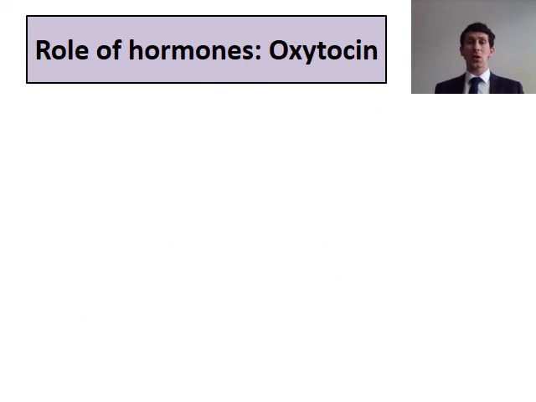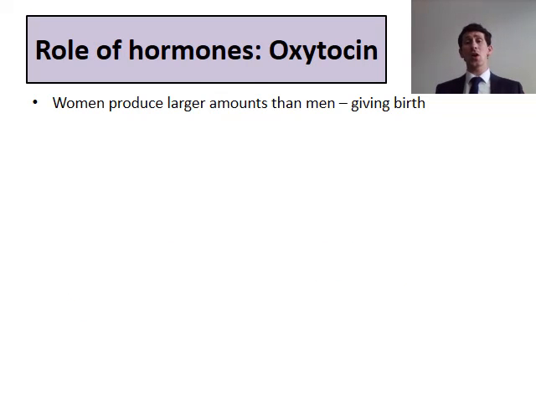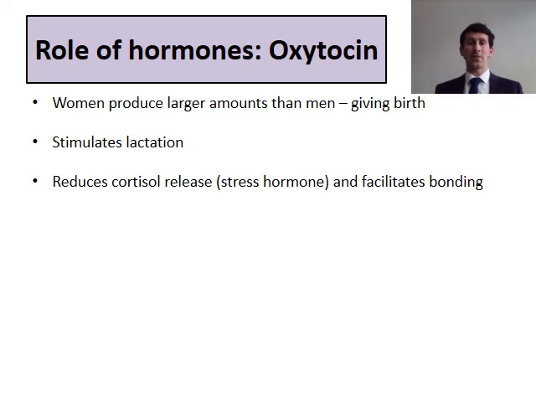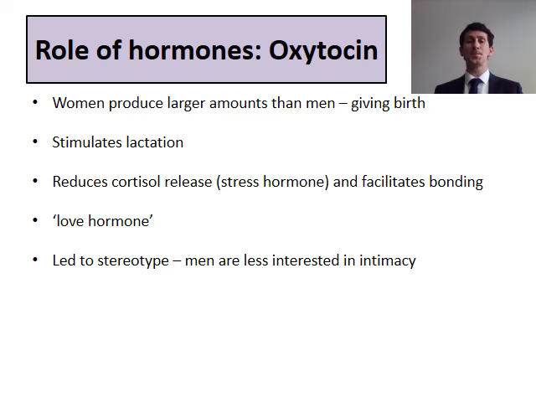We also have oxytocin, which is produced in larger amounts in women than males, and it's usually linked to when they're giving birth, because it stimulates lactation and milk production. But it has an awful lot of other roles as well. Oxytocin, for example, reduces cortisol release, and cortisol is a stress hormone, so it should reduce stress levels and facilitates bonding between a mother and a child. And it's often referred to as the love hormone.